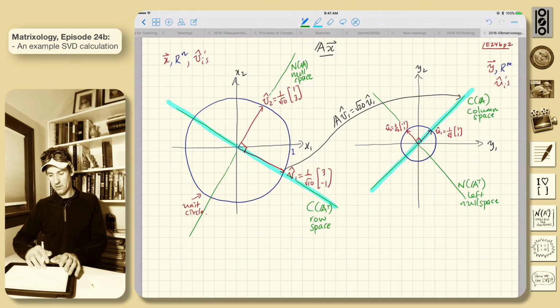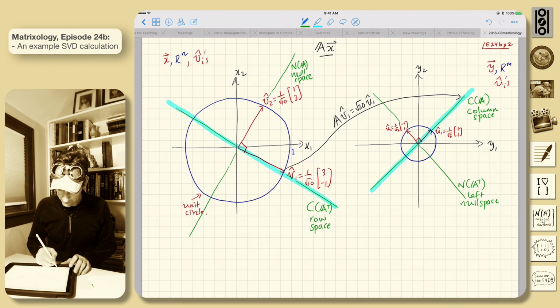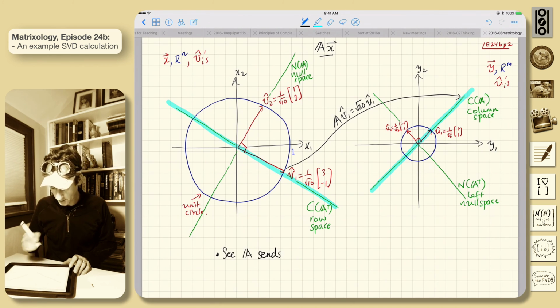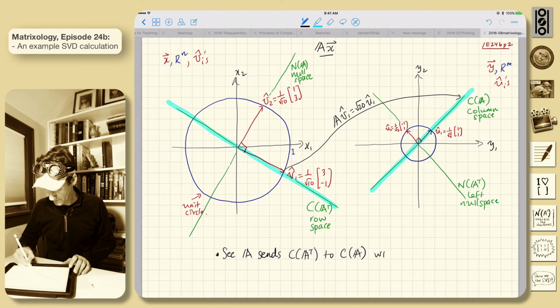Inaccessible. The only thing is that the highlighted blue goes to highlighted blue, and there's a stretching factor of the square root of 20. So now we see A sends the row space to the column space with a stretching factor, right? It just takes this whole thing and puts it up over here with a stretch factor of the square root of 20.